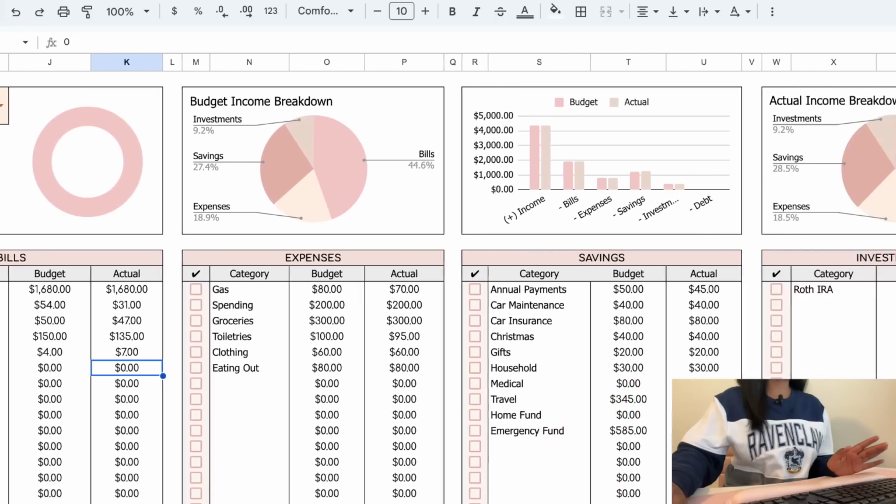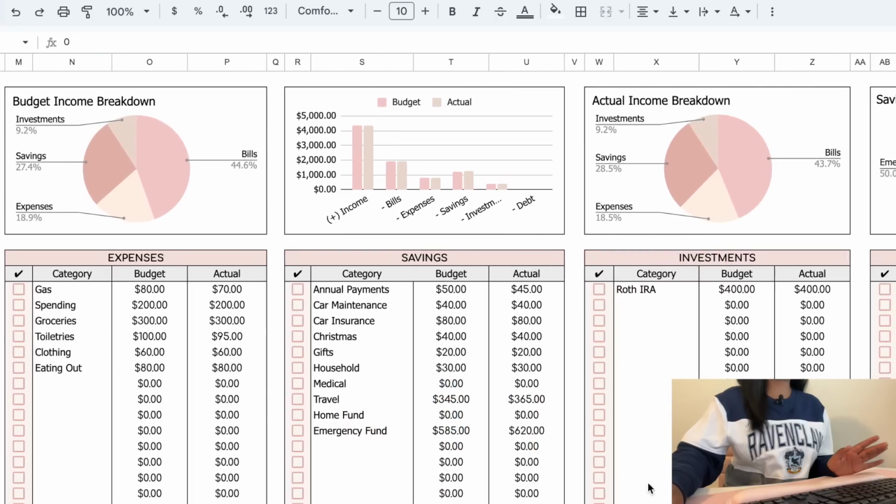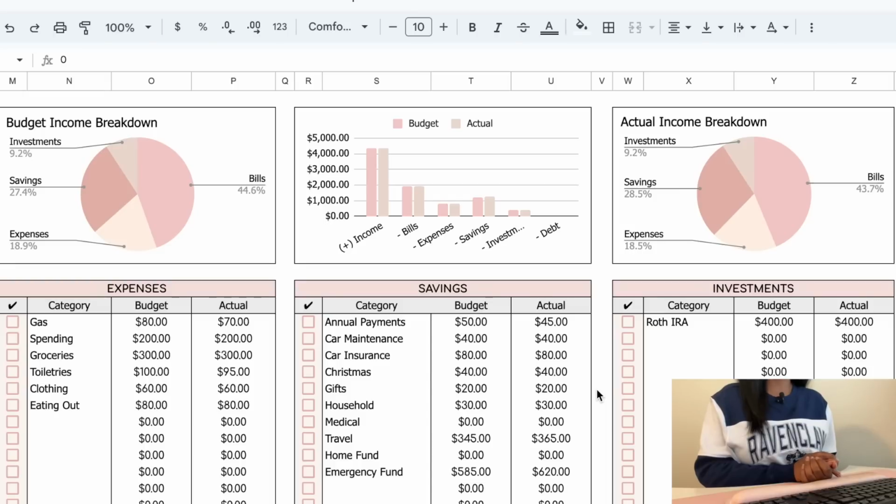So if we want to look at our percentages and see how that looks, we actualized bills at 43.7%, expenses at 18.5%, savings at 28.5%, and investments at 9.2%. So very similar to what we budgeted, so that is good.